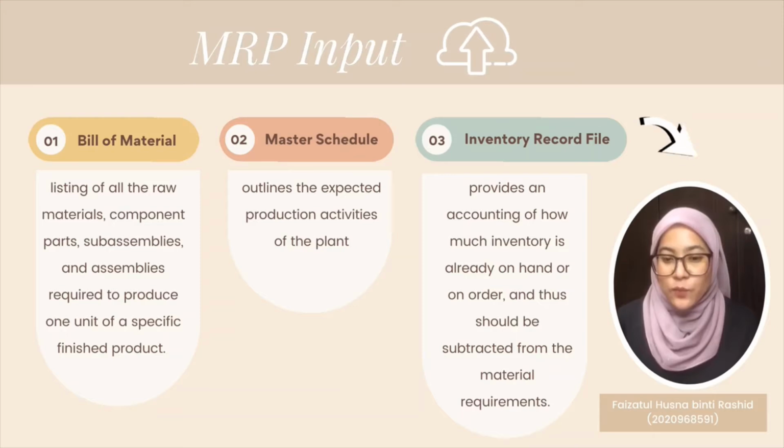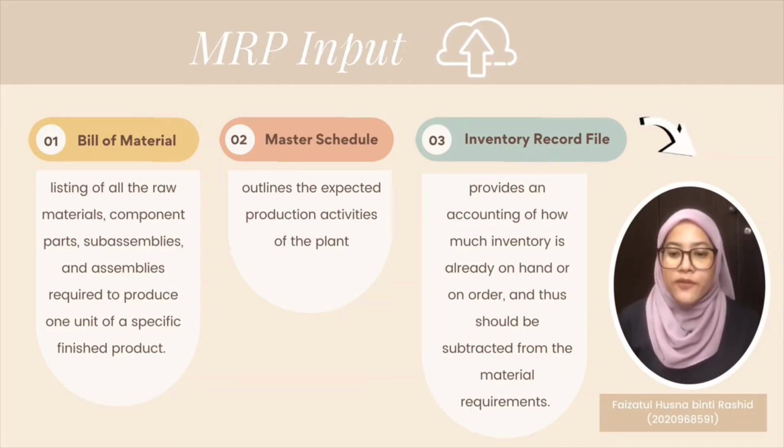The second input is master production schedule, which outlines the expected activities of the plant. It is developed using internal forecast and also external orders. It states the quantity of each product that will be manufactured and the time frame needed to manufacture the product.